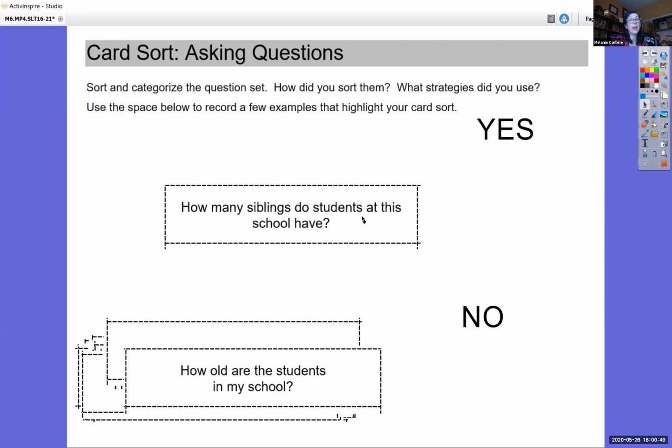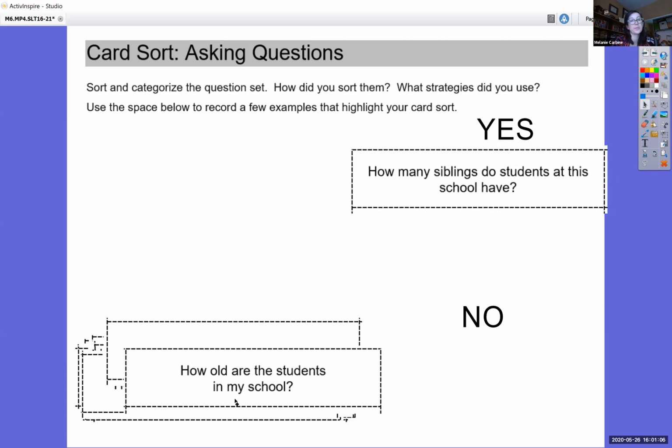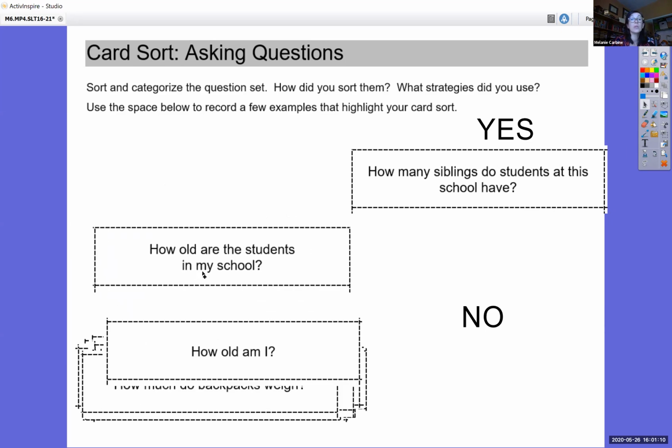So if I asked one person, they might say they have 5 siblings. And then if I ask someone else, they might say they have no siblings. So you can get a range of answers, and that makes it a statistical question. If I ask you how old are the students in my school, you'll get a range of answers, 10, 11, 12, 13, 14, 15. So this is statistical.